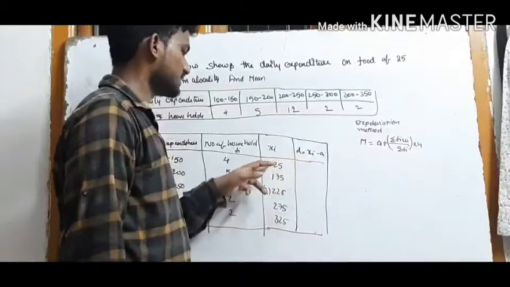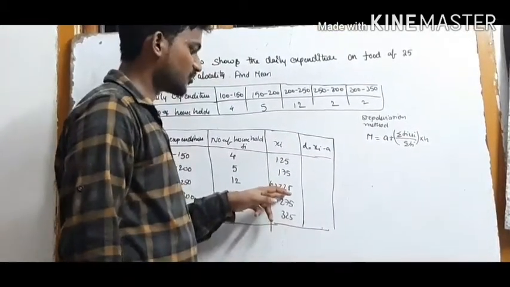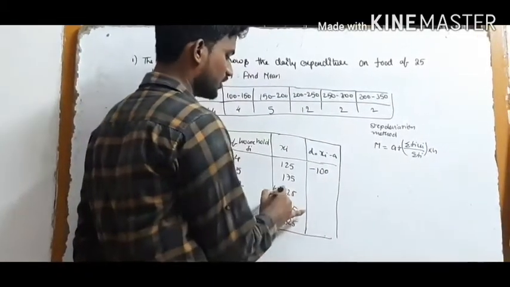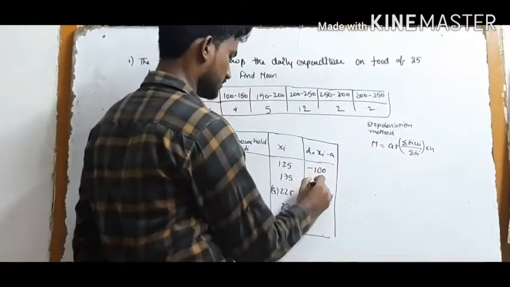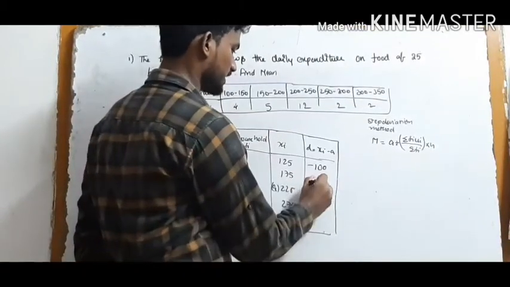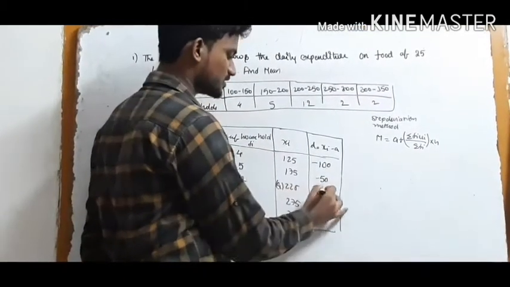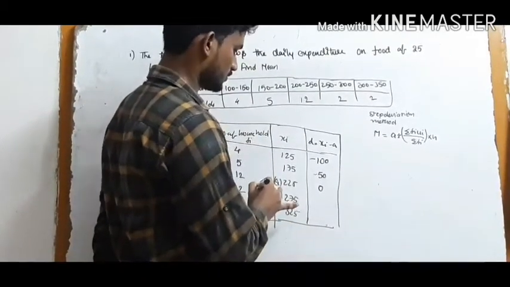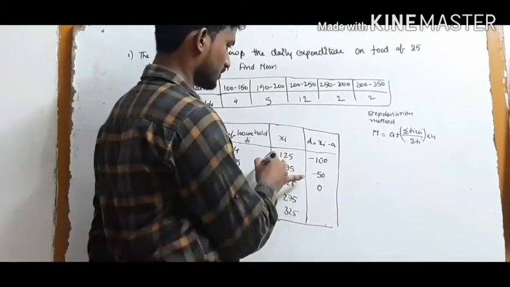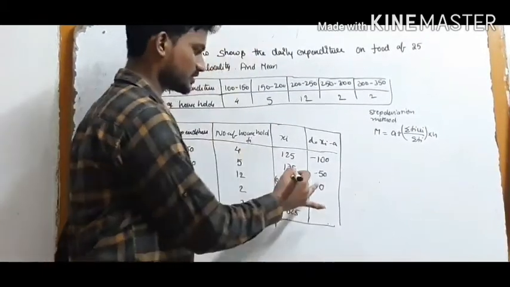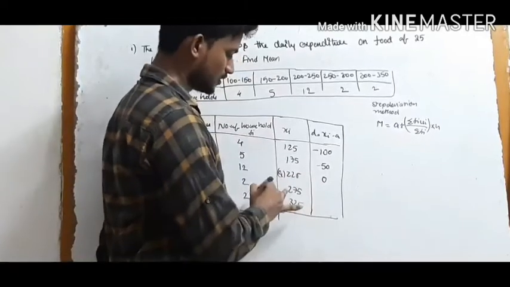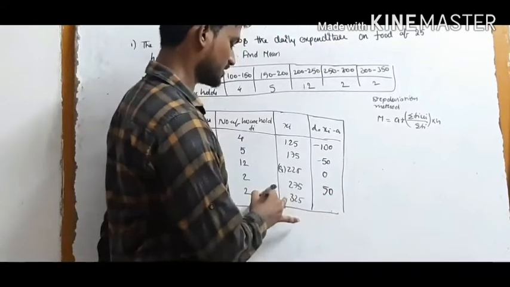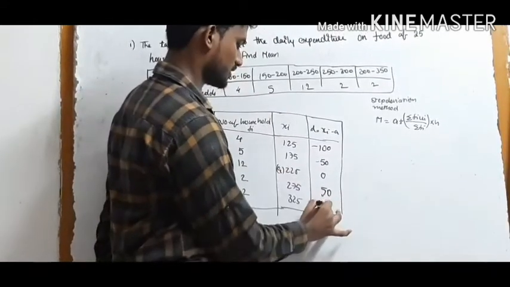Then xi is 125. 125 minus 225, that is minus 100. 175 minus 225, that is minus 50. 225 minus 225, that is 0. 275 minus 225, that is 50. 325 minus 225, that is 100.